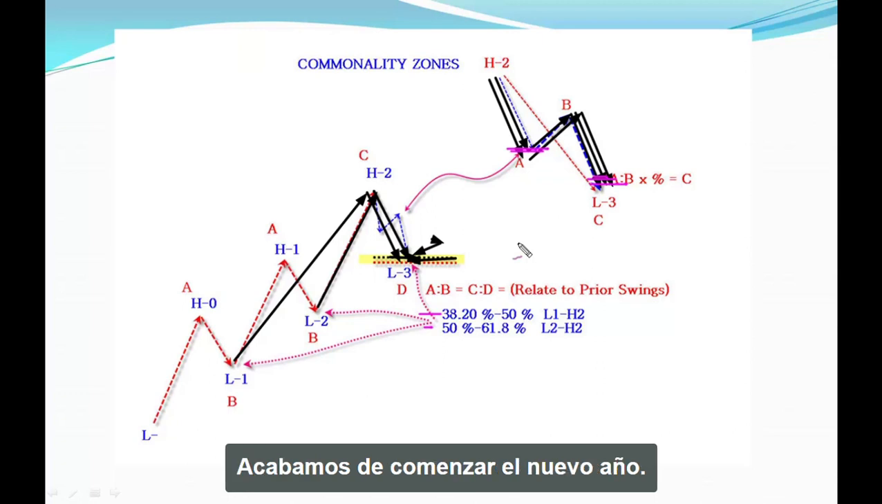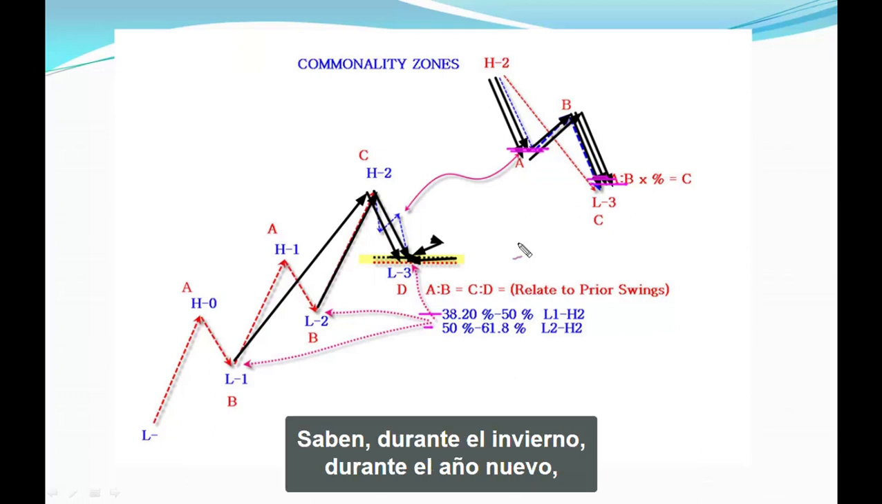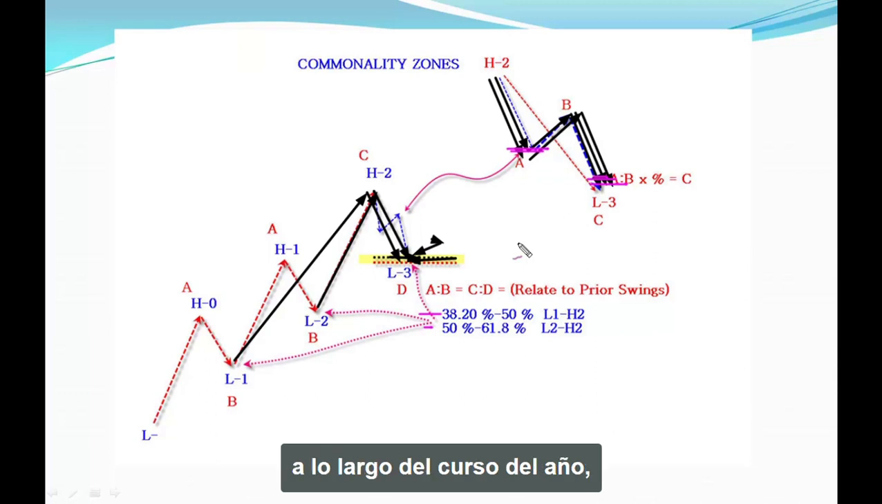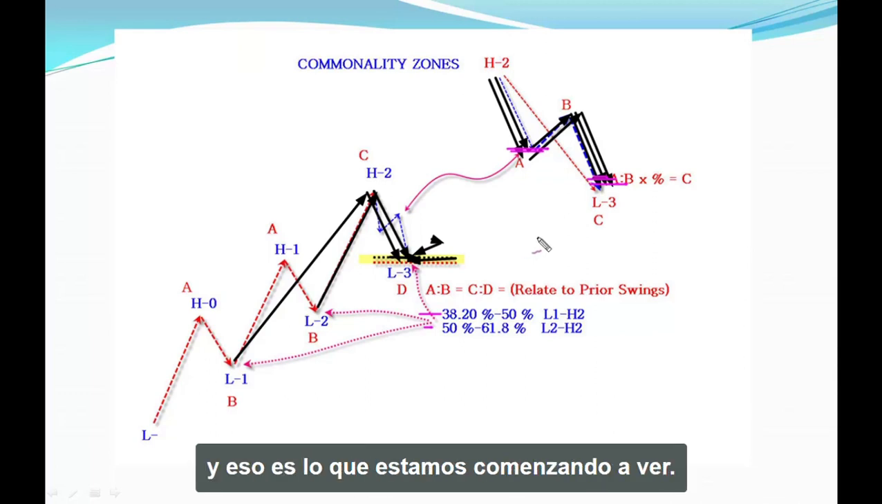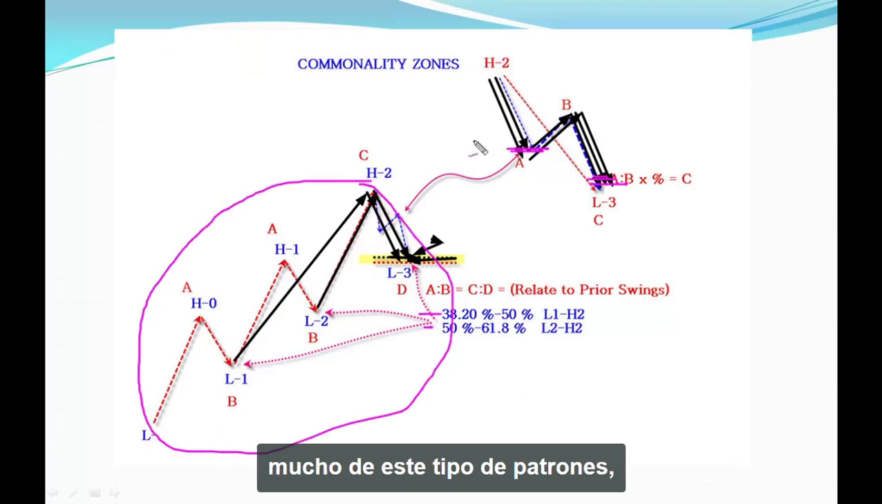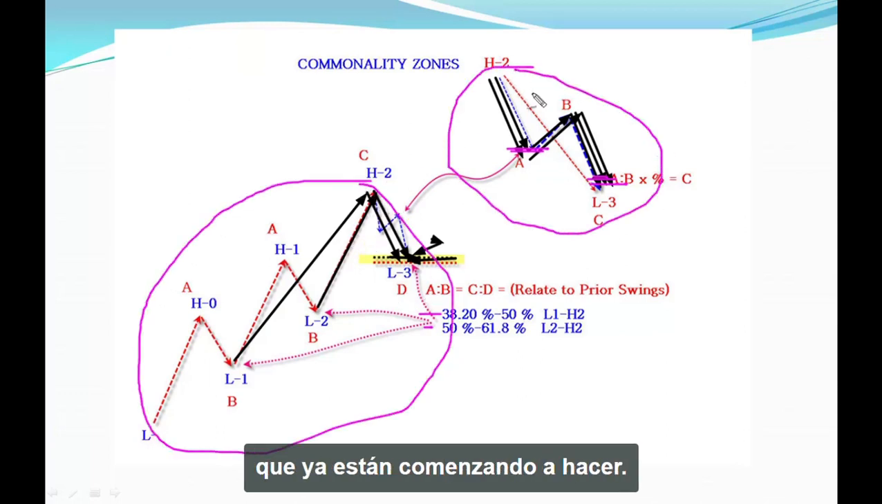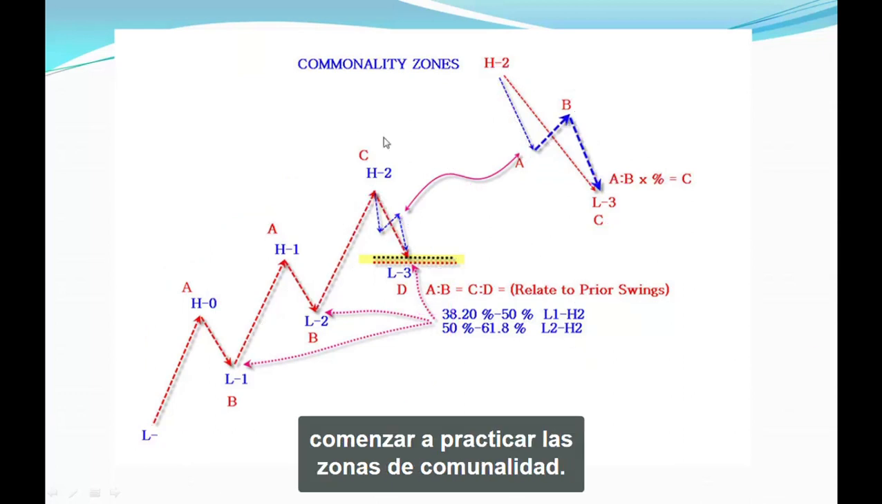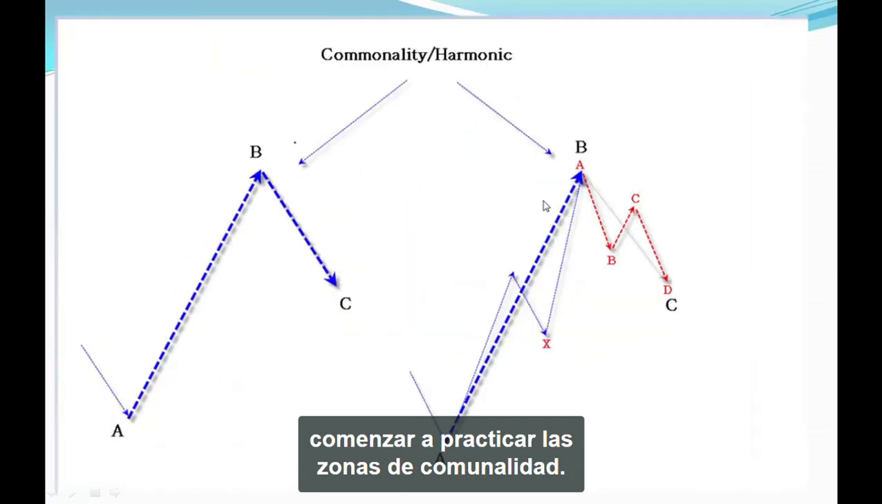We just started the new year. We're still into the first couple of weeks, and we're starting to see the markets open up. During the winter, into the new year, they close up for the last month. In that first month, they start opening up again, and then you have a nice run of patterns throughout the course of the year, and that's what we're starting to see. So this is really important now, because you're going to start seeing a lot of these type of patterns, which they're already starting to do. All right, so it's very, very good to start practicing commonality zones.